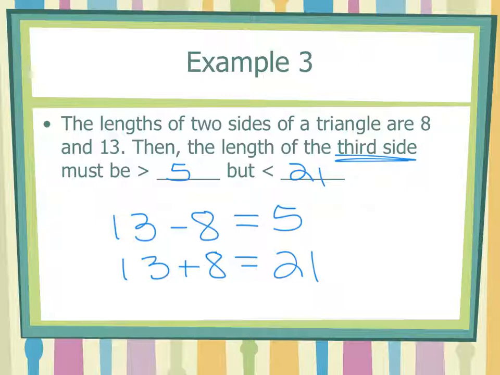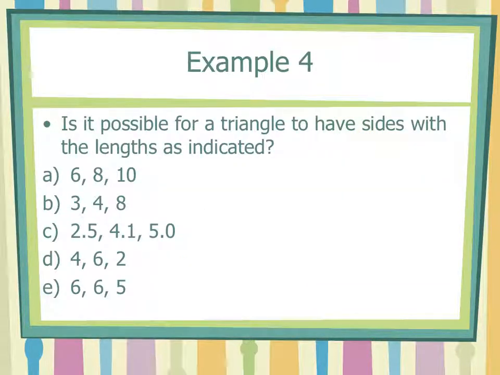So for the 21 one, you could put 20, 19, 18, 17. Correct. Okay. You could even put 5.01. As soon as it's bigger than 5, it's good for that third side. Or less than 21, could be 20.9999. As long as it's less than 21, but greater than 5, it would be a good length of the third side. That's the shortened version of this. Add and subtract the two sides.